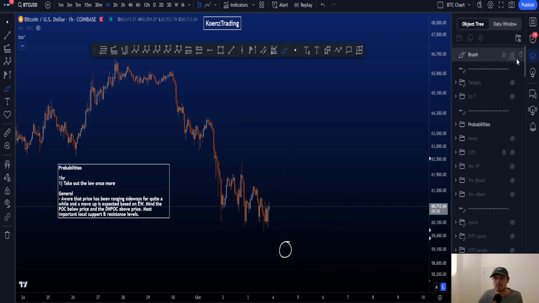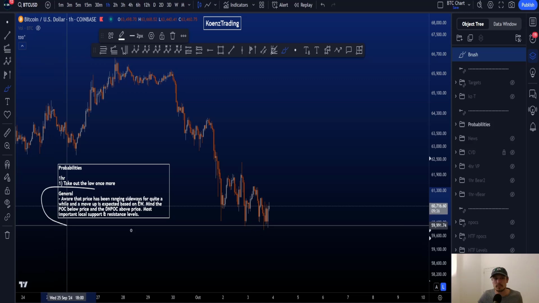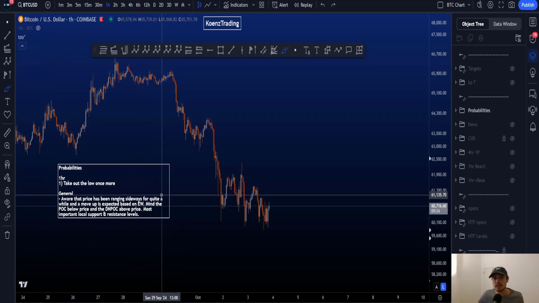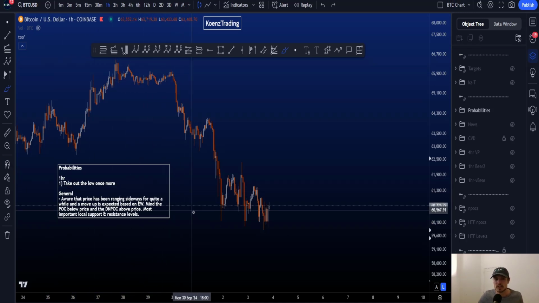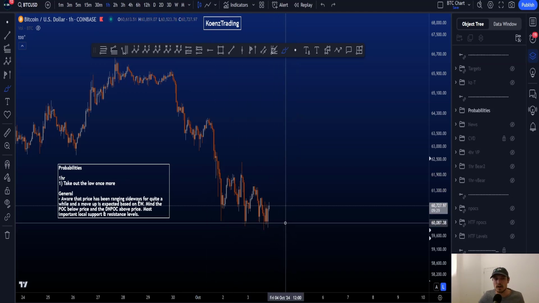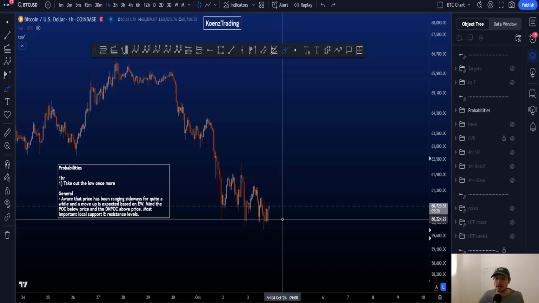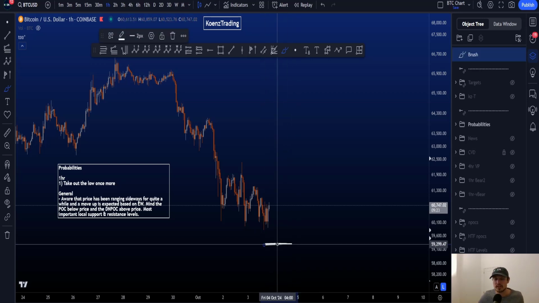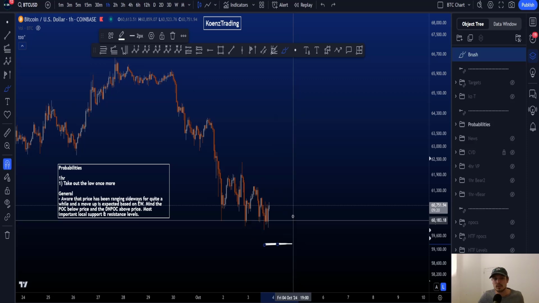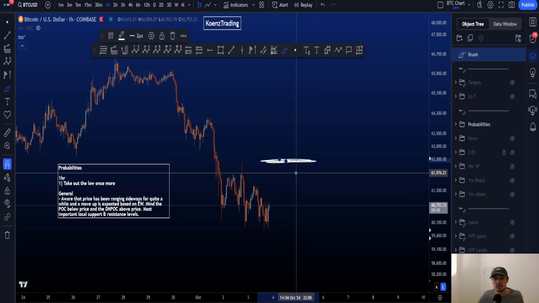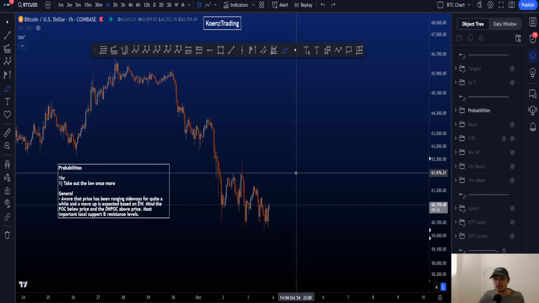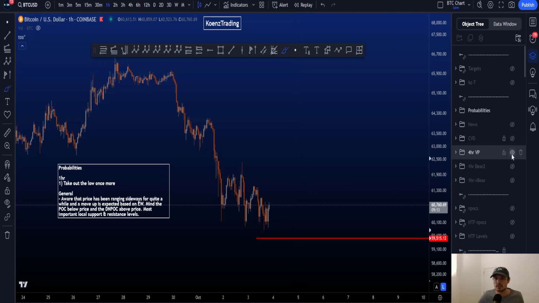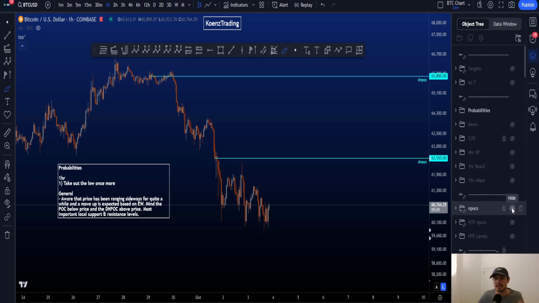What is good to think about though is what I wrote over here below general. We have to be aware that price has been ranging sideways over here for quite a while, and a move up is expected based on Elliott waves. Mind the point of control below price, which is interesting support, and also the daily naked point of control above price. The most important local support and resistance levels are those two on the chart: the point of control at 59.5k and the daily naked point of control at 62.5k.